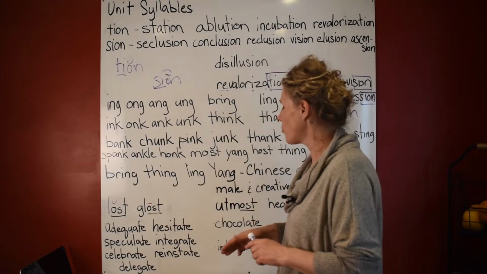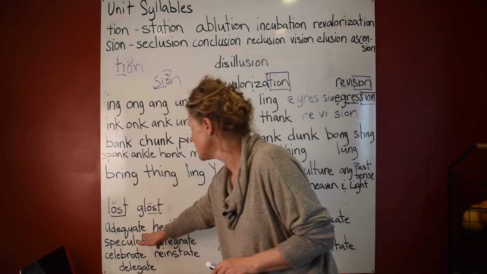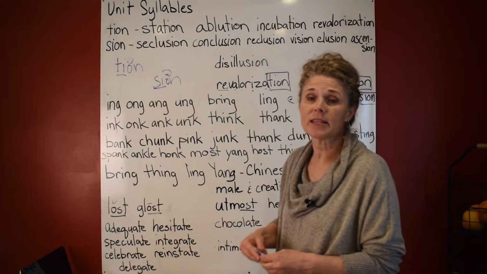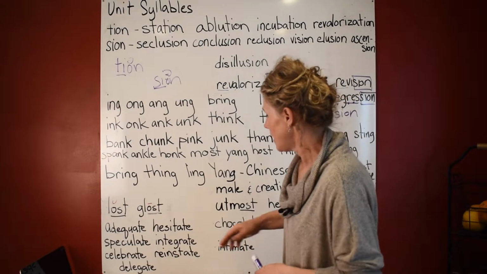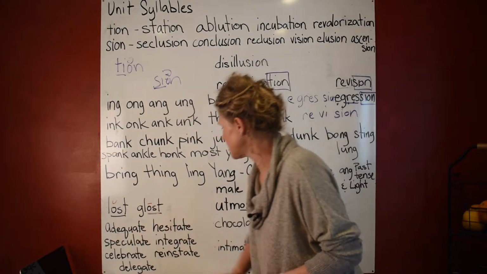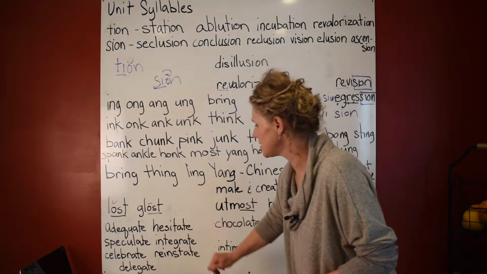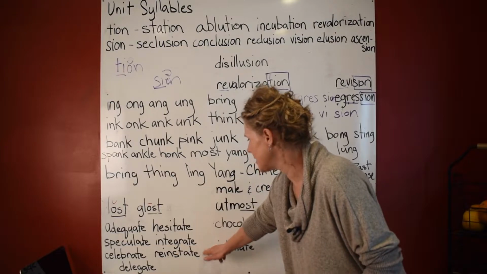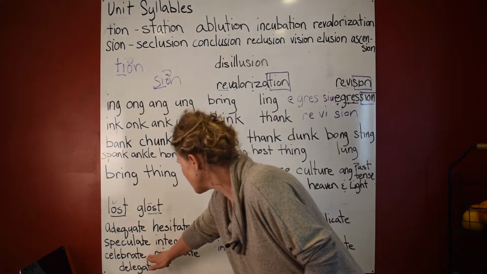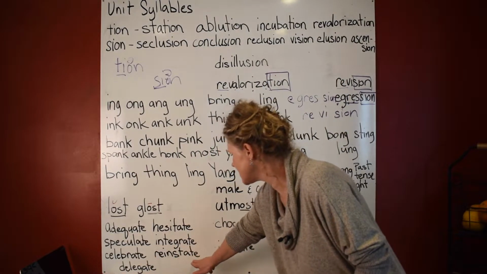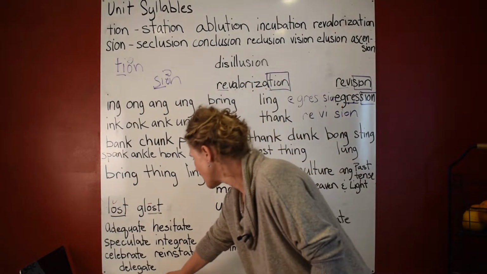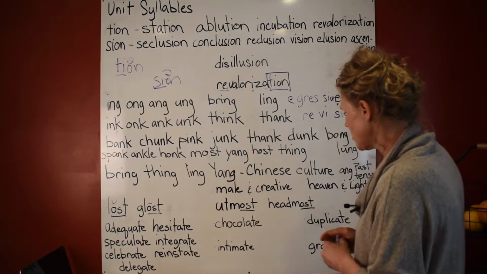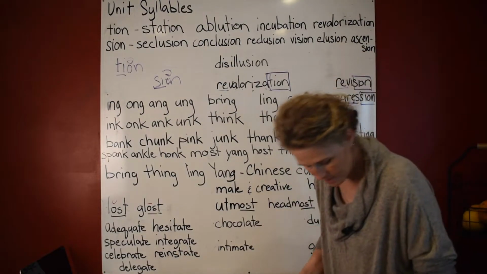Okay, so now we are going to focus on the unit sound for ate and it. ATE says ate or it. And adequate, hesitate, speculate, interrogate, celebrate, reinstate, and delegate. Okay, now look at this, chocolate.